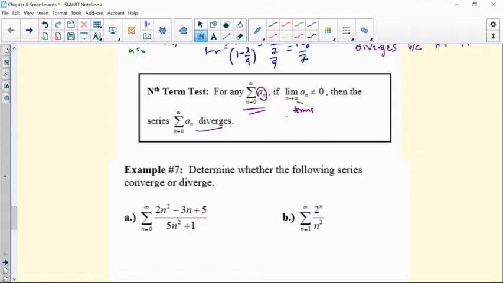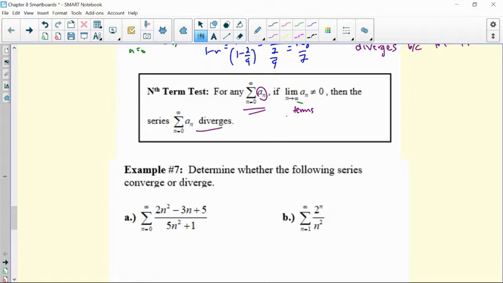And that's kind of how I think about that. If your terms aren't getting smaller, if your terms are consistently getting bigger, then there's no hope for the sum to actually go to anything, because every term is a little bit bigger than the next term. So if the limit of the terms doesn't go to zero, then you know your series diverges. But here's the thing you have to be very careful of.